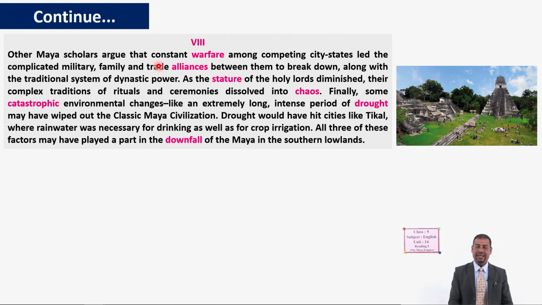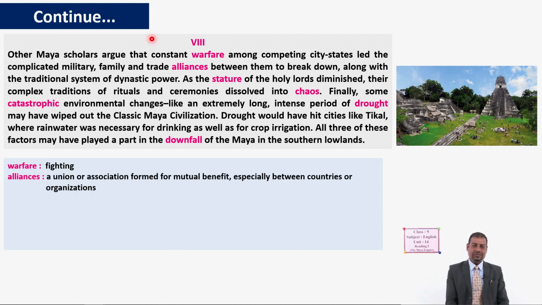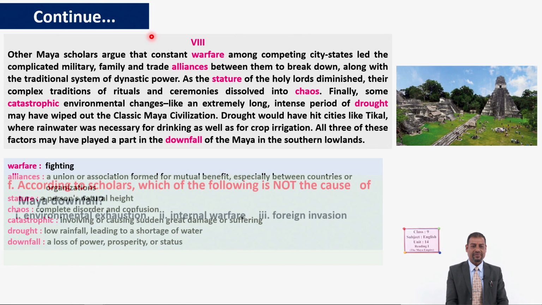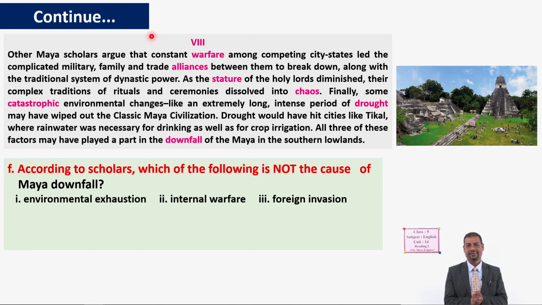Dear students, now I would like to give you the task to find out the meanings of these unfamiliar words by consulting your dictionary. Okay. So now, if you can, I would like to ask you a question from this paragraph. Let's try. So the question for you is, according to scholars, which of the following is not the cause of Maya downfall? So is it environmental exhaustion or internal warfare or foreign invasion? Which one is the correct one?